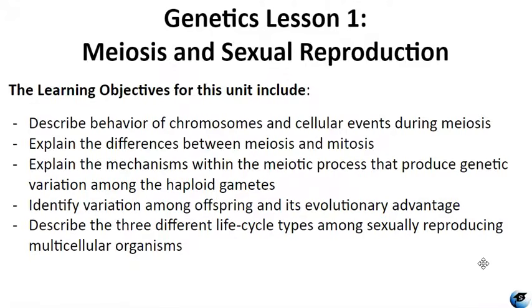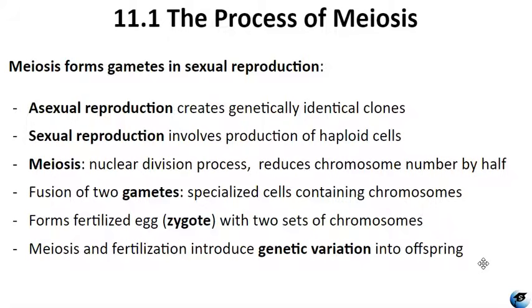The learning objectives for this unit include describing the behavior of chromosomes during meiosis, describing cellular events that take place during meiosis, explaining the differences between meiosis and mitosis and the mechanisms within meiotic processes that produce genetic variation, identifying variation among offspring as a potential evolutionary advantage, and describing the 3 different life cycle types among sexually reproducing multicellular organisms.